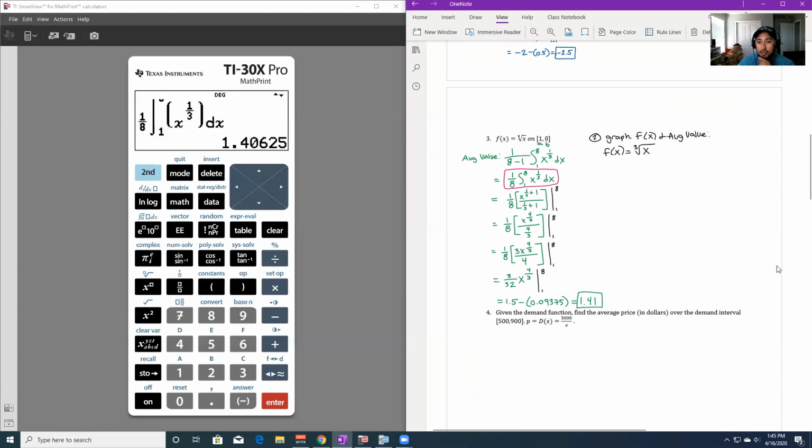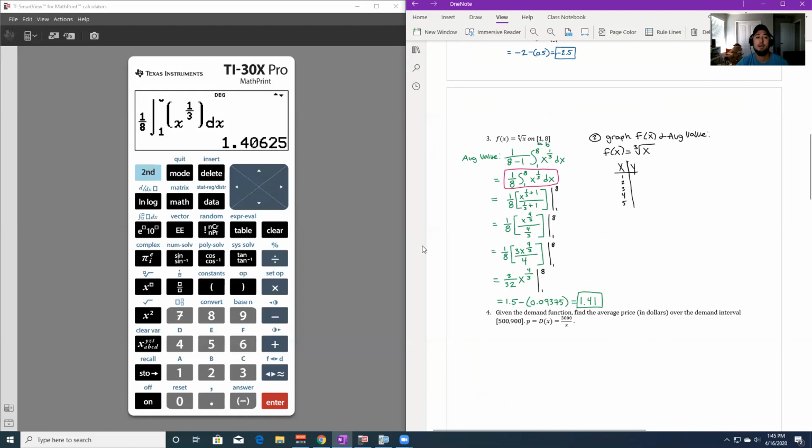So graph f of x and the average value. We're given f of x equals the cube root of x, and we're already given the interval of 1 to 8. So again, we make our XY chart, a table. So x and y. And we're given 1 to 8. So 1, 2, 3, 4, 5, 6, 7, 8.